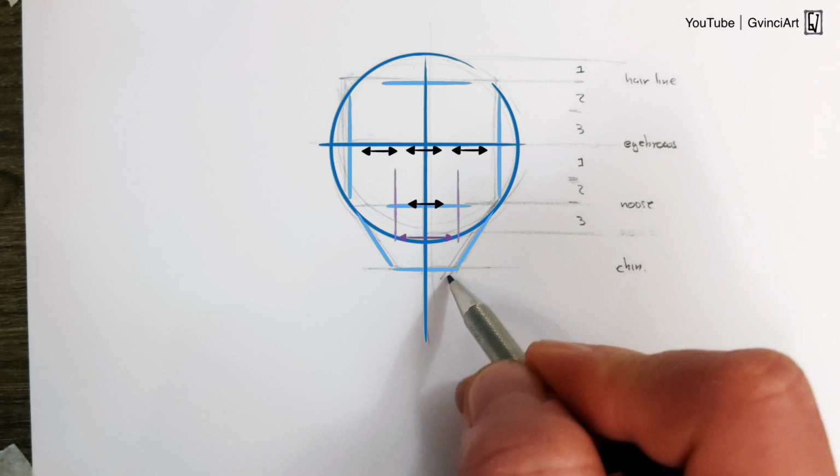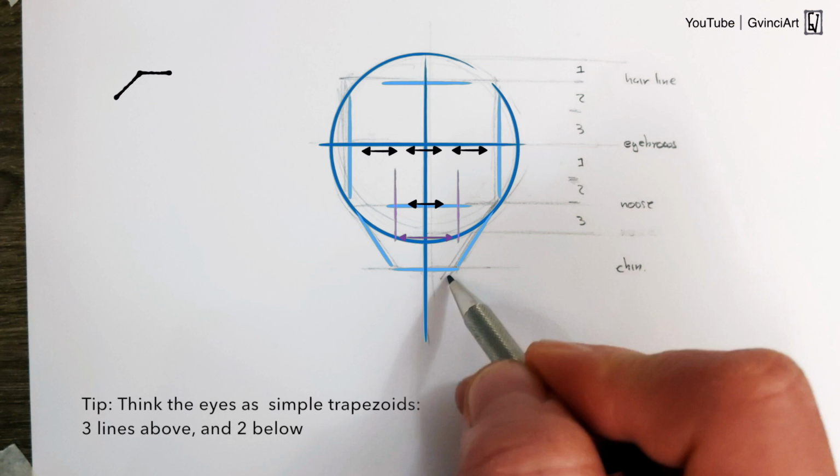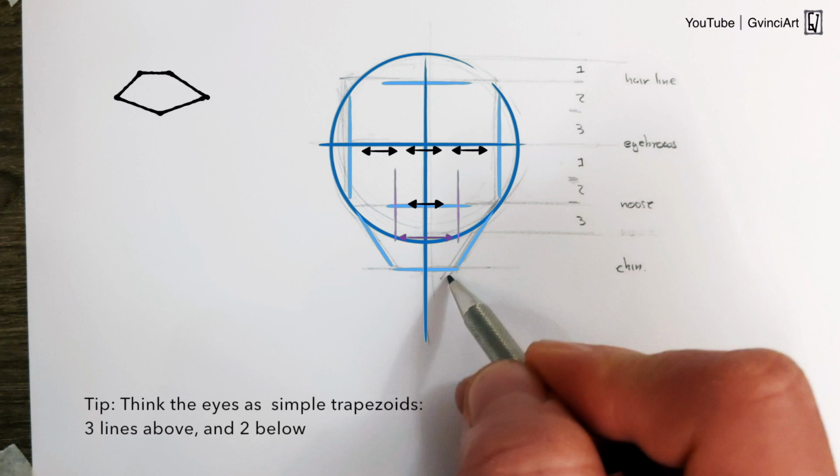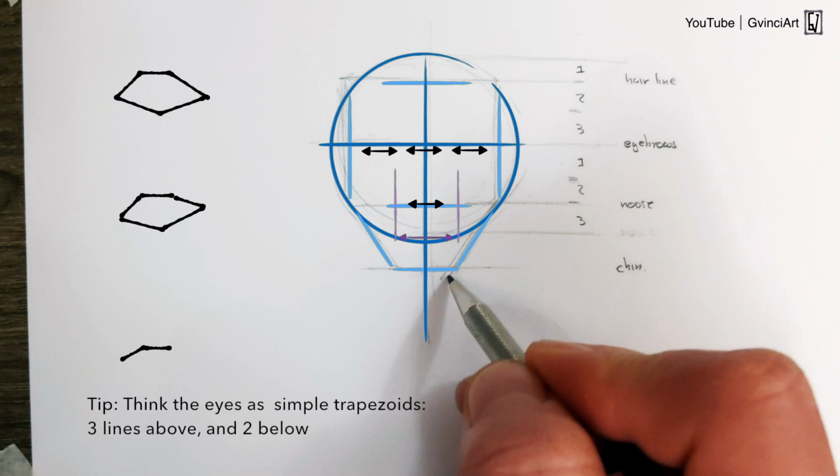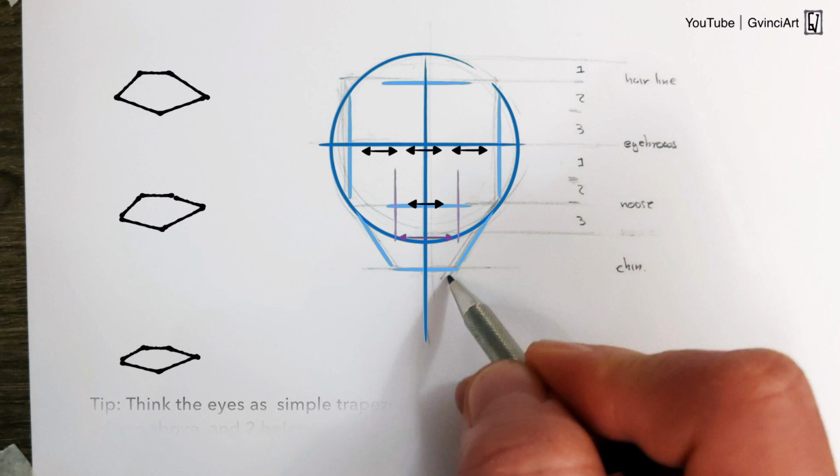Now the eyes are fairly simple. You can think about them as a trapezoid. I like to put 3 lines on the top and 2 lines below. And with this you can do all different kinds of eyes with all different kinds of expressions.